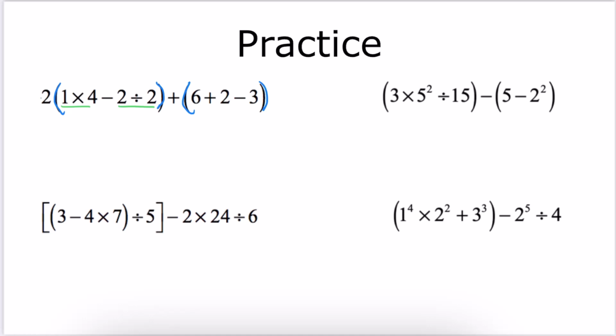And you always work from left to right if you have multiple operations in the same expression. So I could simplify this to be 2 times 4, because 1 times 4 is 4, minus 2 divided by 2, which is 1.